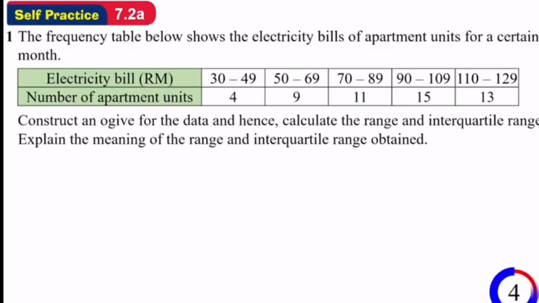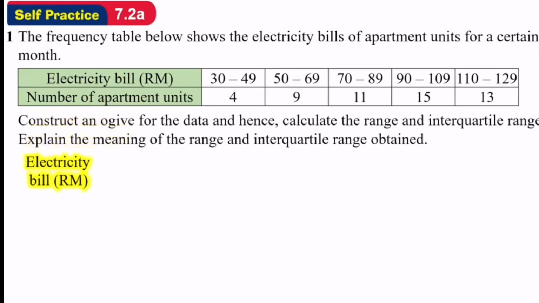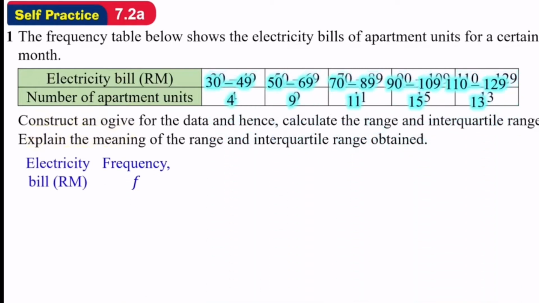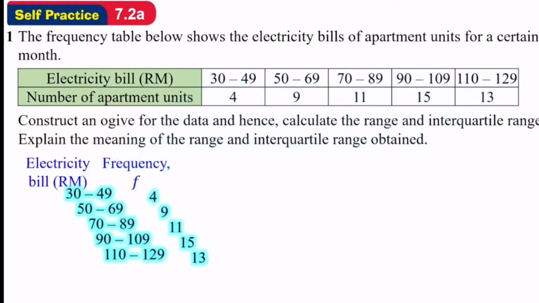Self-practice 7.2a number 1. The frequency table below shows the electricity bills of apartment units for a certain month. Electricity bill is in ringgit Malaysia, that is the unit for electricity bill. Frequency is the number of apartment units.